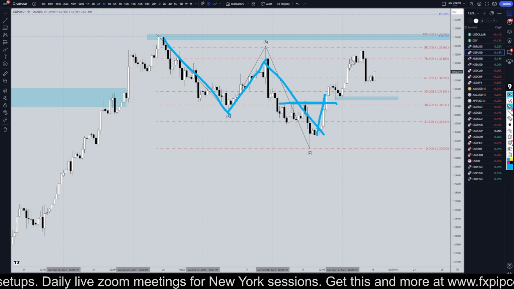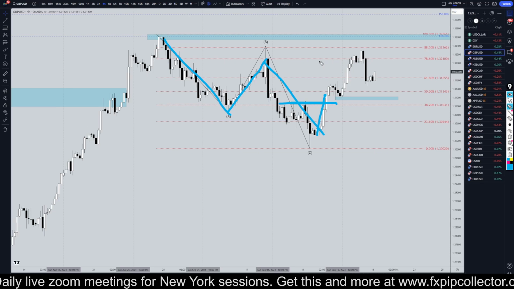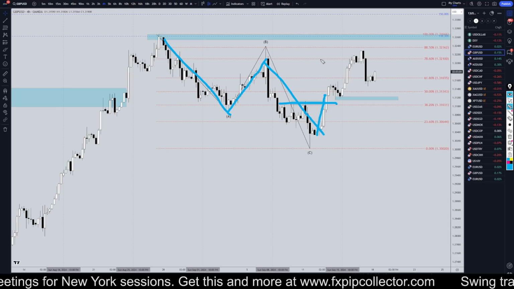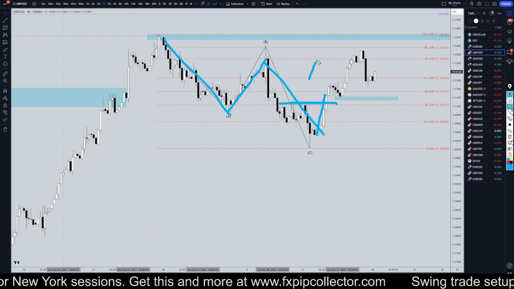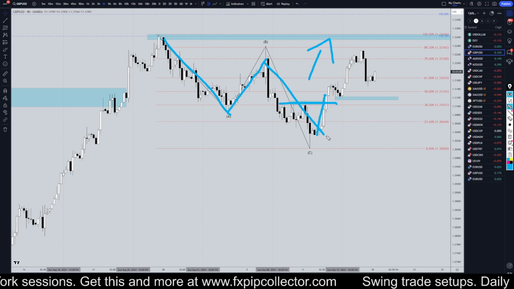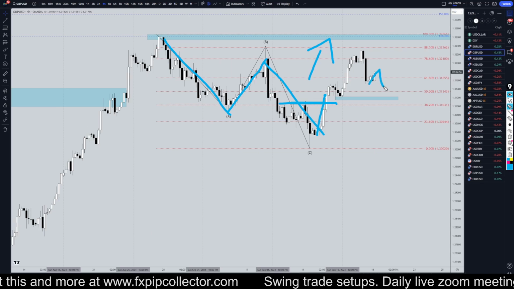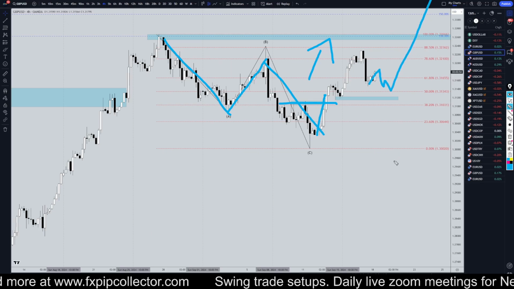Now, lower interest rates, which they are expecting, would likely mean a weaker dollar, and a weaker dollar would likely mean a stronger currency like the euro and the pound. So fundamentally, you would definitely expect that all these pairs would go up.